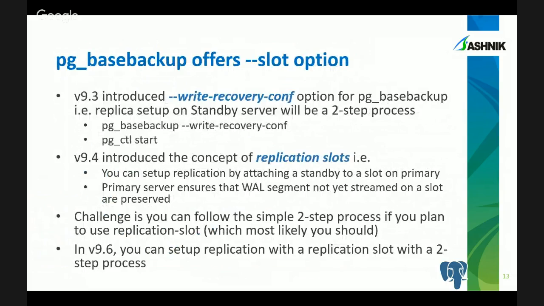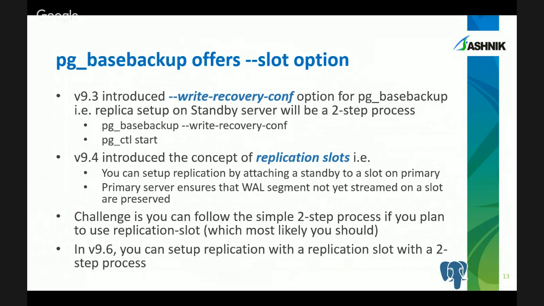Another challenge which people were facing was about usage of replication slots. In version 9.4, replication slots were introduced. So you can set up a replication slot on the primary and then use that on the standby. The primary will ensure that unless a particular WAL file has been consumed by the standby which is using a particular slot, those WAL files will not be removed. This is particularly helpful when you have to shut down a standby node for maintenance purposes.